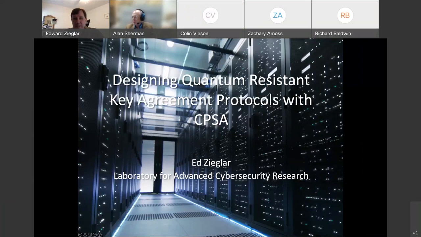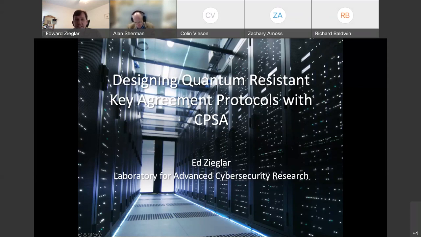So what I'm going to talk about today is how we're using the Cryptographic Protocol Shapes Analyzer to design new quantum-resistant protocols. If you attended past CDL talks, you may have heard about CPSA. If not, the Cryptographic Protocol Shapes Analyzer is a software tool that we've designed to assist in the design and analysis of cryptographic protocols. When we talk about cryptographic protocols, we mean protocols that use cryptography and specific patterns of interactions between principals in order to meet certain security goals, such as authentication or key exchange.